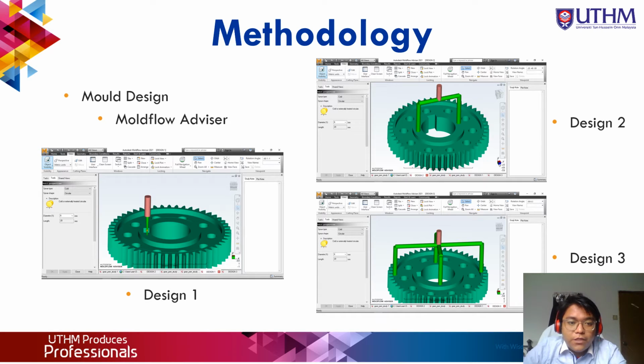For the first design, we have the one injection location with runner and sprue. Same goes to design 2. We have the sprue and runner, and the runner we have two, and two injection location and two gates. And for design 3, we have the sprue, the runner, the gates, 4 gates, and 4 injection location.